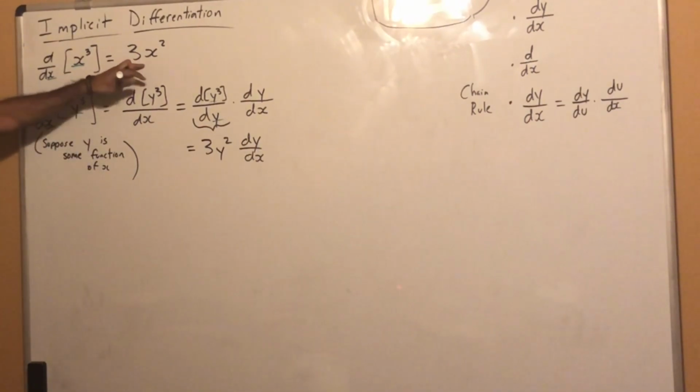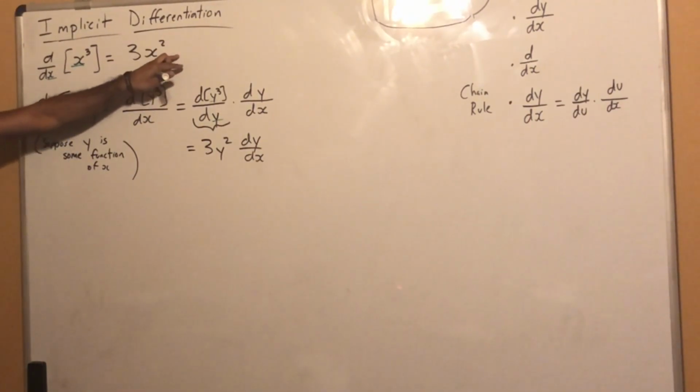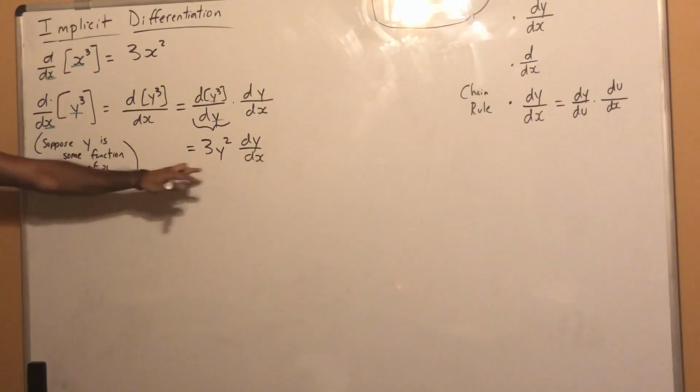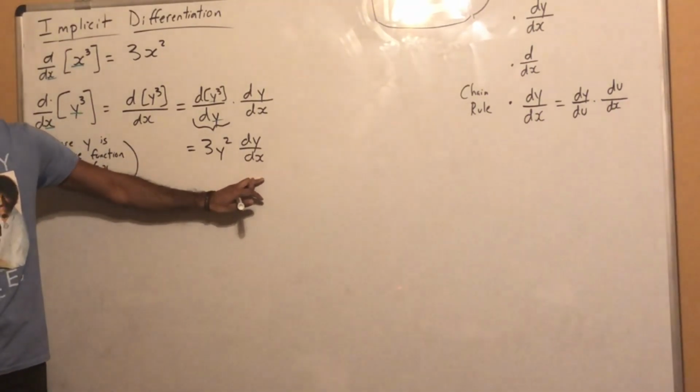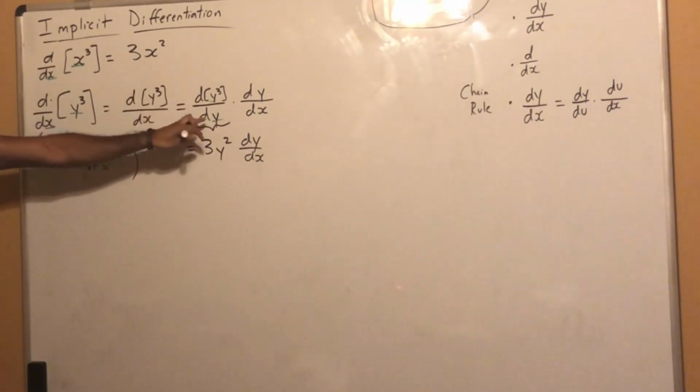So again, now notice the difference in the final products. Here we didn't have some derivative hanging off the side, but in this case where they don't match, we did. We had that dy over dx. But again, all it is is the chain rule with our u being equal to y.